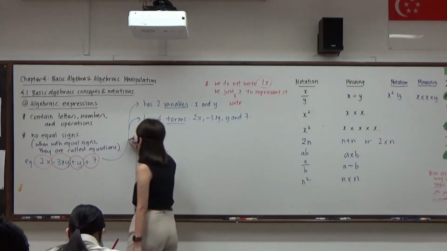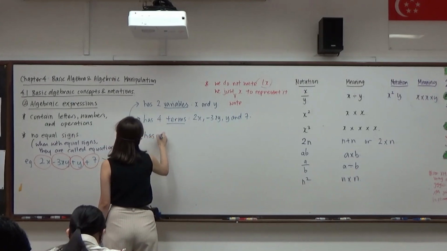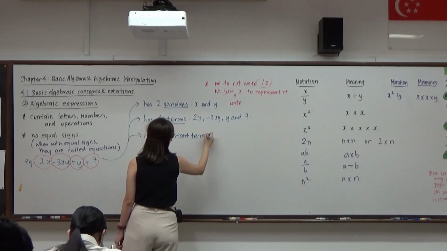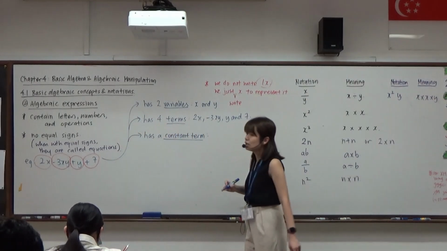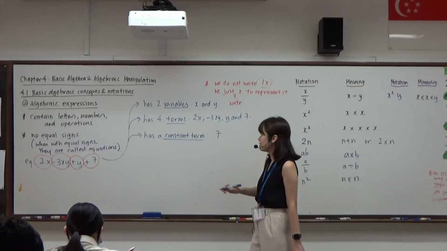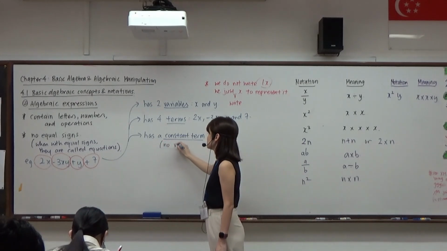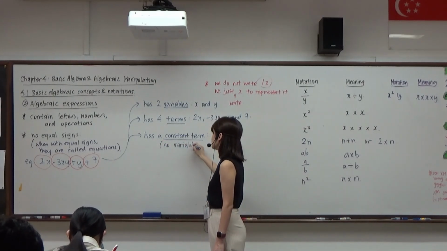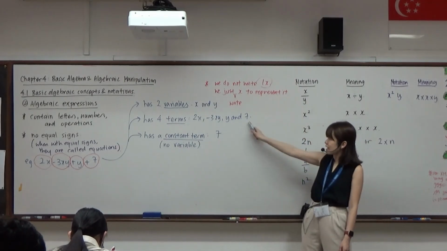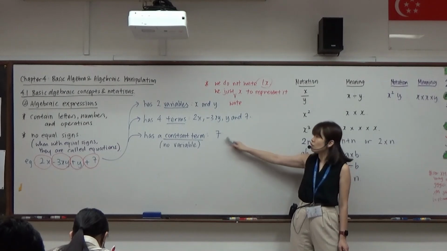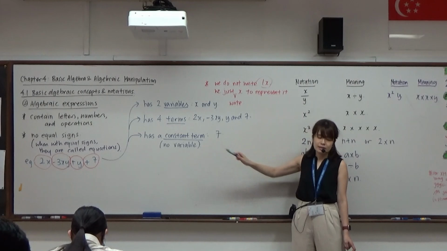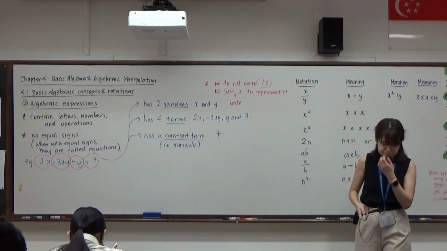Then there is a constant term as well. The meaning of constant term is that it is a number alone, there is no variable. So we see that only 7 is the one that has no variables with it, there's no x, no y. Just a number only, that is what we call a constant term.